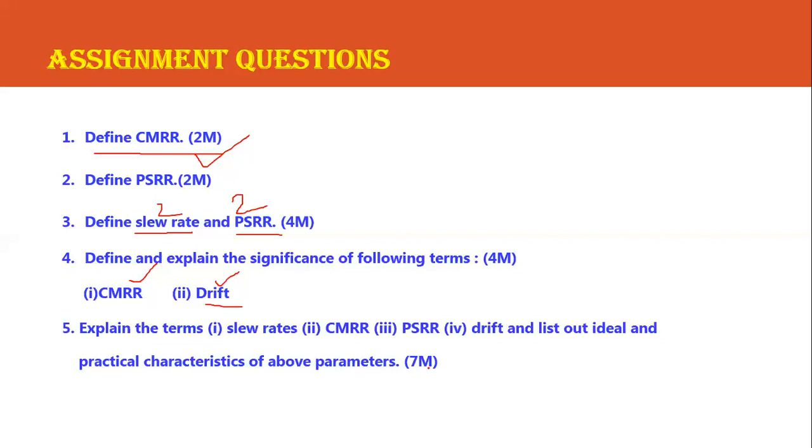Next, here all the questions are asked for 7 marks as essay questions: slew rate, CMRR, PSRR, and drift. Along with this, we have to list the ideal and practical characteristics of these parameters. So while writing the definitions, we have to write the ideal value and the practical value for slew rate, CMRR, PSRR, and the drift values. So it gives 7 marks. These are the expected questions that will be asked from these topics. Thank you.